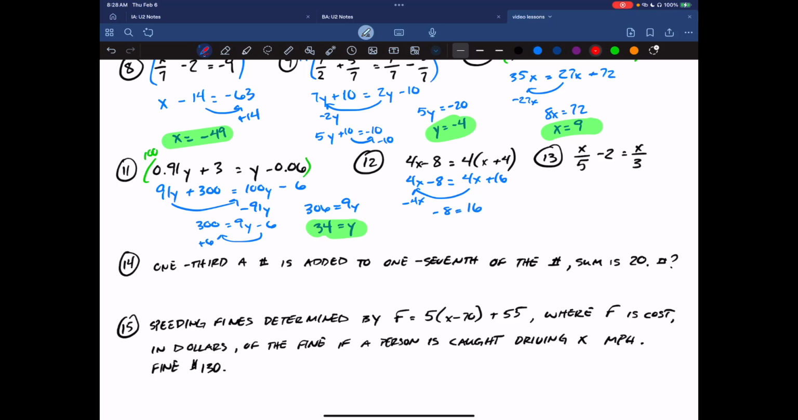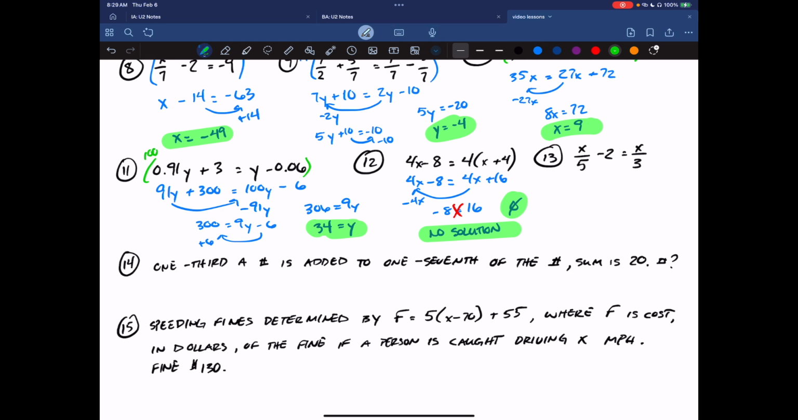You have to ask yourself, is that true? Does negative 8 equal 16? Well, no, it doesn't. So the answer for this is going to be no solution, which can be written spelled out, or you can do a zero with a line through it, like so. That's how you do that.